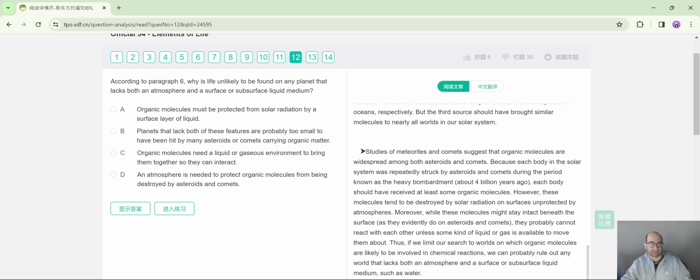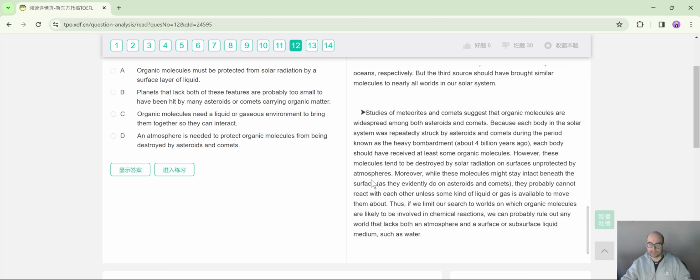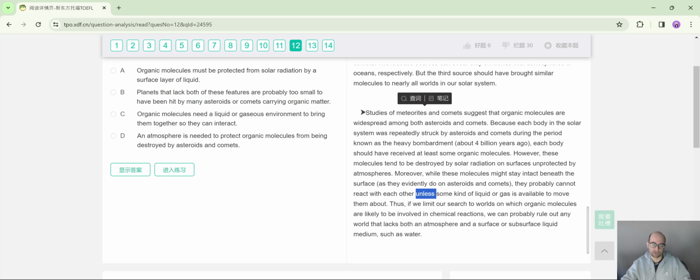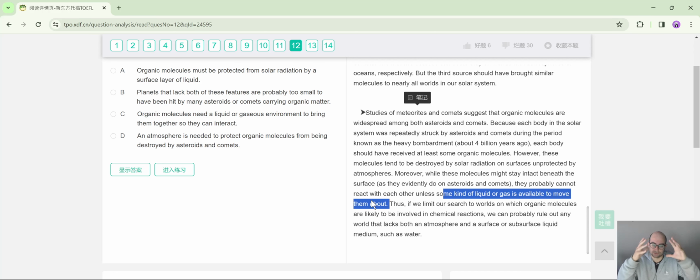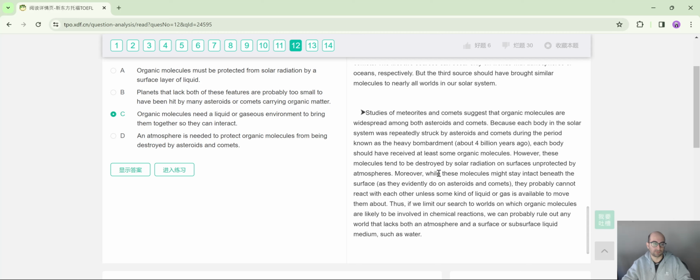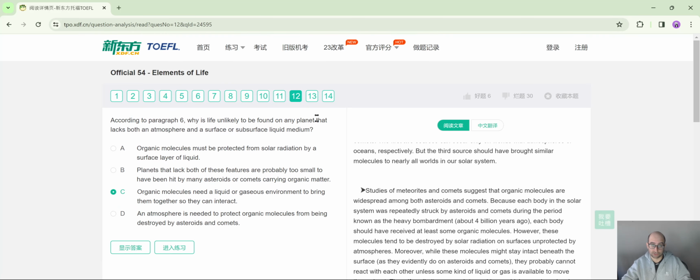Organic molecules need a liquid or gaseous environment to bring them together so they can interact. Well, yeah, remember this part right here? They probably cannot react with each other unless, keyword, right? Some liquid or gas is available to move them about, to have that interaction, right? That reaction. So C looks good, but let's just check D. An atmosphere is needed to protect organic molecules. Is needed. Did they say an atmosphere is required anywhere? No, I didn't run into that anywhere. So that's the wrong answer. C is the right choice.